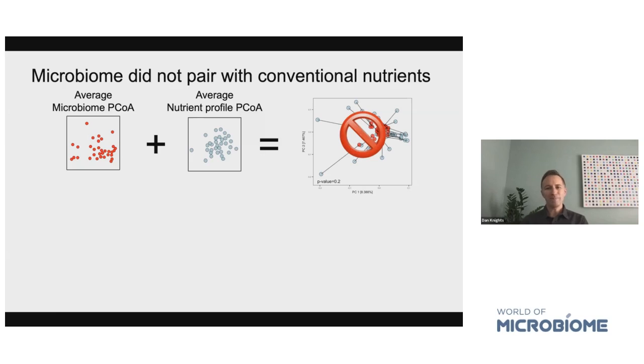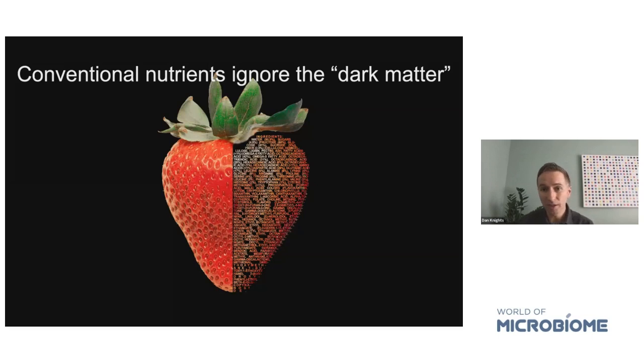The microbiome did not pair well with the conventional nutrients, but we know that the conventional nutrients are ignoring the vast majority of what's actually in the foods that we're eating. So for example, these are all of the chemical constituents of a strawberry, and there are all kinds of things in there that probably matter a lot to your microbiome. These are different types of fibers, different sugars, different fatty acids, different preservatives, different coloring agents. And yet they're completely ignored when we try to use standard nutrient profiles.